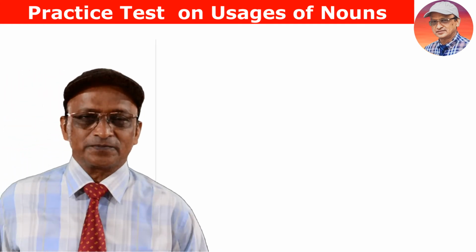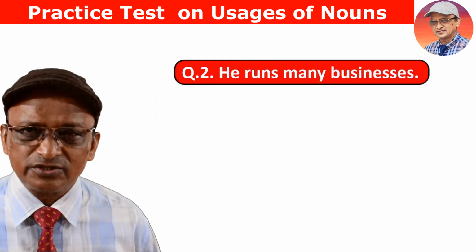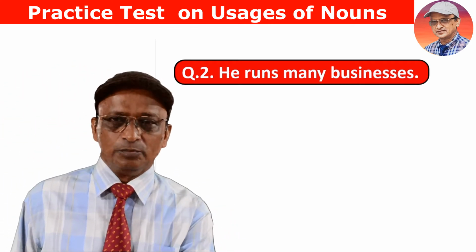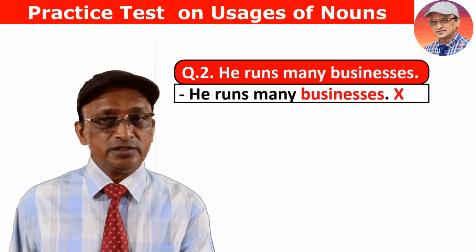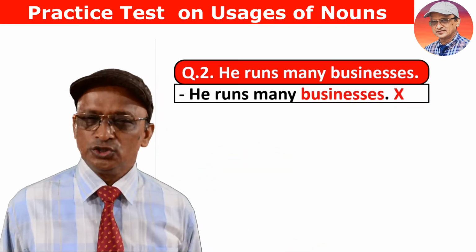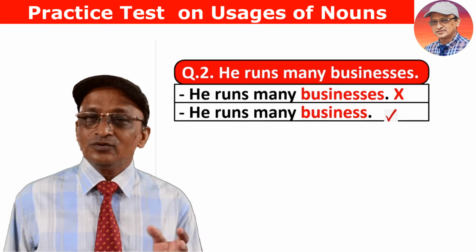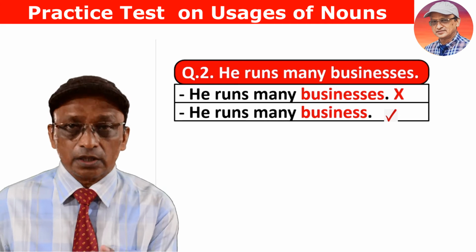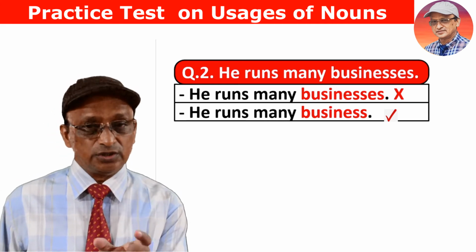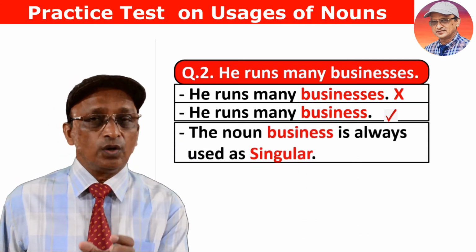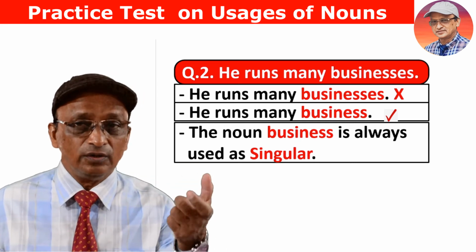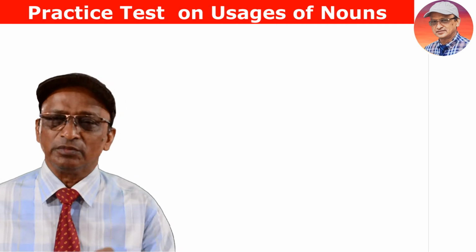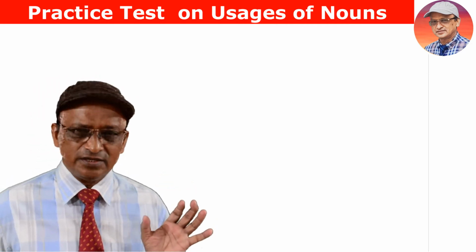Our next question is, he runs many businesses. Businesses, that's the noun in the plural presentation. But is the sentence correct? No, that sentence is not correct. Then what should be the correct sentence? He runs many business. Business in the plural sense is used in this sentence, but business is always to be used in its singular form. That's why the sentence, he runs many business, is the correct sentence.